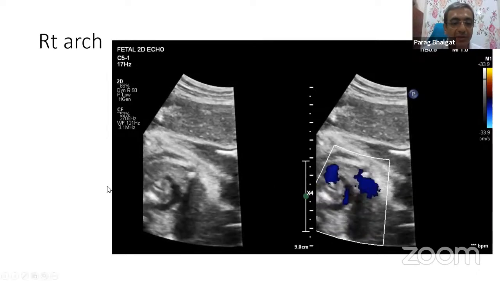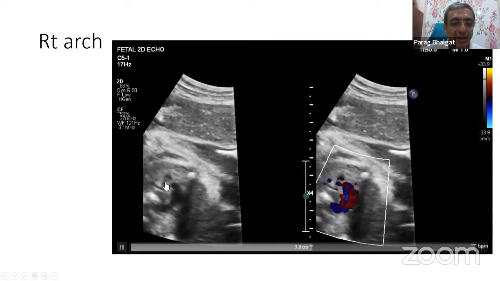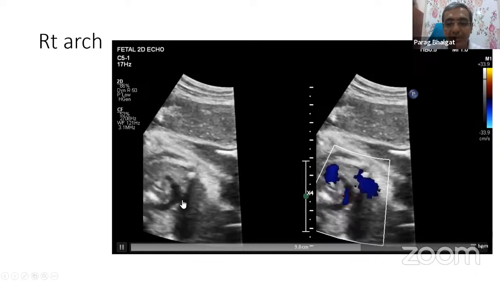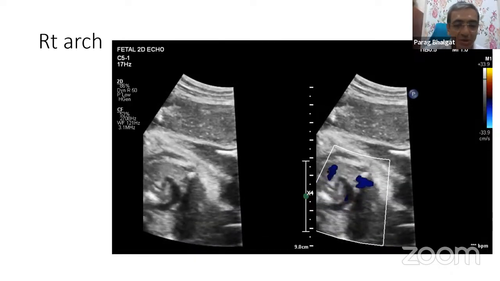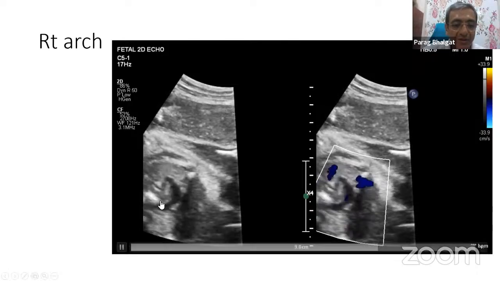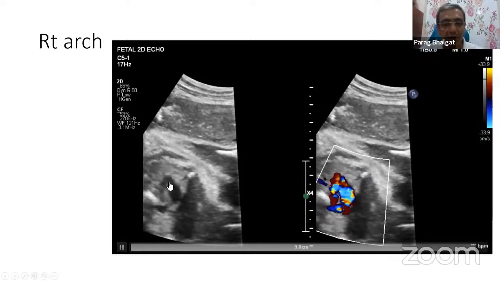So this is the truncal wall. You can see the RPA and LPA here. The right arch, RPA is here and LPA is here, so the bifurcation is seen. This view was of a little grown-up fetus, 28 to 29 weeks, so I could not get very great images. The position was awkward. But this is the aortic arch, this is the MPA origin from the aorta, and this is the right and left PA.